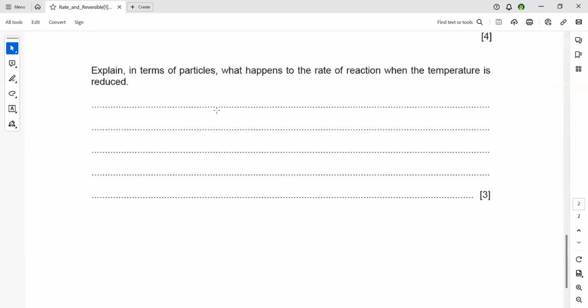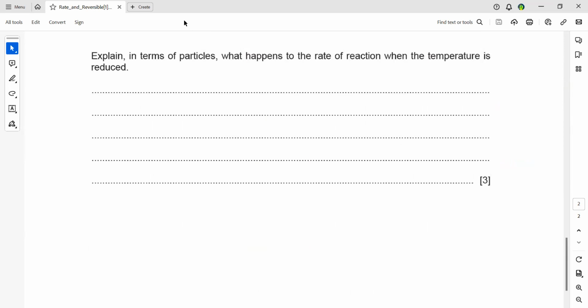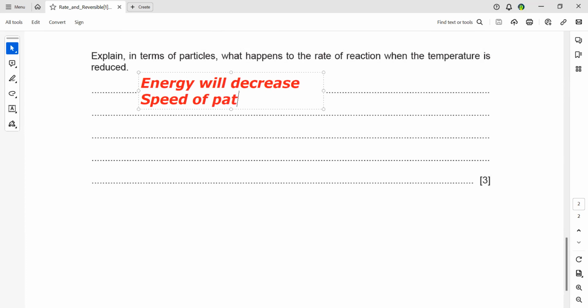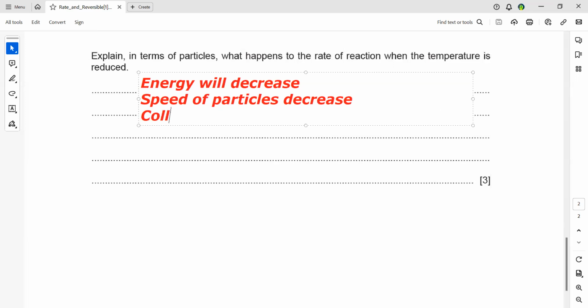Explain in terms of particles what happens to the rate of a reaction when the temperature is reduced. So here we are decreasing the temperature. When we decrease the temperature, first energy will decrease. If energy decreases, what happens to the speed of the particles? The speed at which the particles are moving will also decrease. If the speed of the particles decreases, the collision frequency, the number of collisions per second, will decrease. There will be few collisions every second.